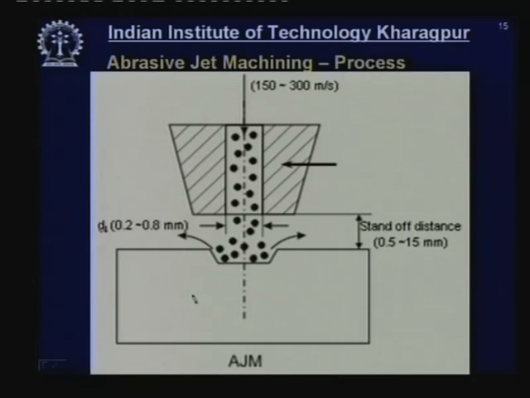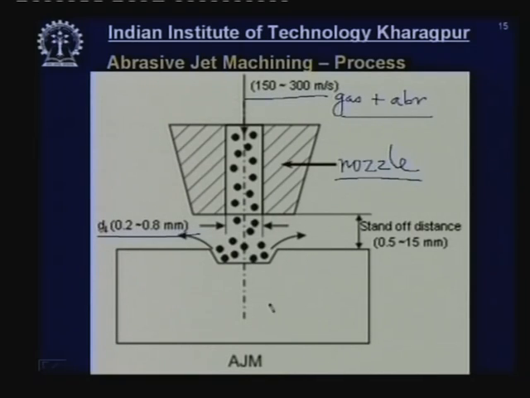We are going to first study the mechanism of material removal in abrasive jet machining. What we have here is a nozzle. In this nozzle there is an opening or an inner diameter which is typically around 0.2 to 0.8 millimeter. Through this nozzle a mixture of gas and abrasive particles is fed. They are fed at a velocity of 150 to 300 meters per second. These abrasive particles, when they are issued from this particular nozzle, interact with my workpiece.